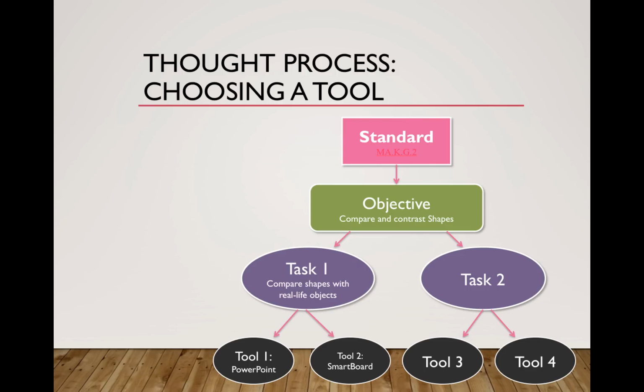So when you're going through and selecting a particular tool, we've already talked a lot about standards. So you've already seen here's a standard, for example, for counting shapes, or looking at shapes and comparing and contrasting shapes. And then our objective that we came up with from that might be compare and contrast shapes. And then finally, there are some tasks that come out of that. So my first task for my students is I want them to be able to compare shapes with real life objects. So what are some different ways that I can do that?